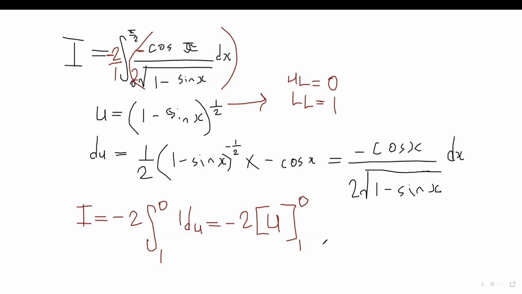This doesn't work out really easy. Yes. And then now you can plug in the 0 right here. So you're going to get minus 2 times, plug in the 0, you get 0 minus, plug in the 1, you get 1. 0 minus 1 is negative 1. Negative 1 times negative 2 is 2. So that's the answer. All of that works out to be 2.